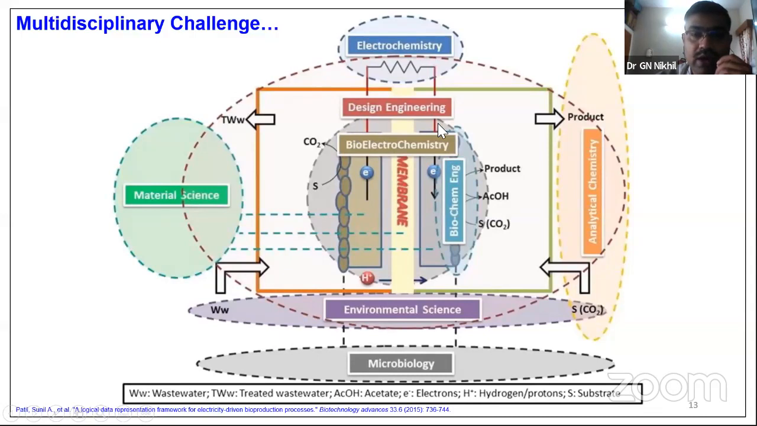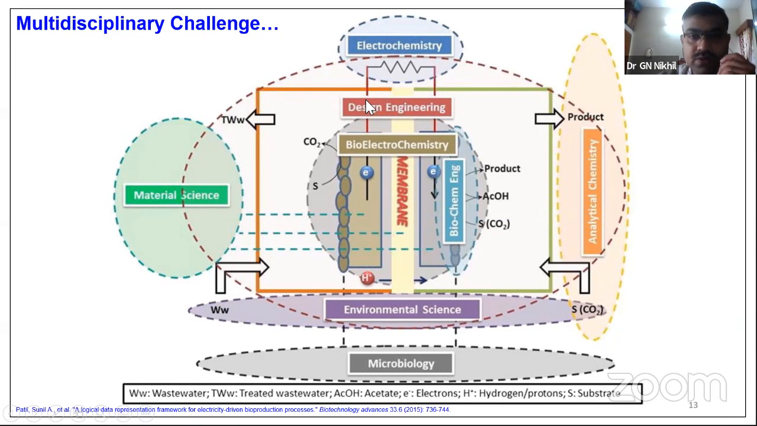And you need to have some idea of design engineering: how you design the reactor, whether it is a batch process, a fed batch process or a continuous process. At what distance you have to place these electrodes, whether you have to use a membrane or not, and if a membrane is used, whether it is pre-treated or untreated, and what the porosity and properties of that membrane are. So membrane engineering comes into the picture here.